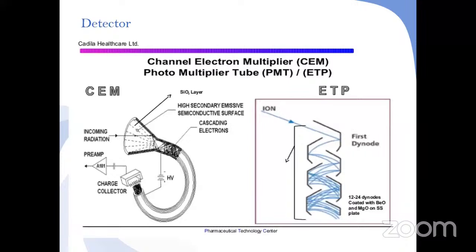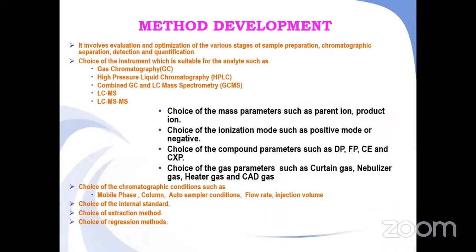You will see in the upcoming one or two slides the explanation of method development based on biopharmaceutical analysis. The next slide. It involves the evaluation and optimization of various stages of sample preparation, chromatographic separation, detection and quantification. Like the HPLC method, LCMS method development parameters include either one of the methods as chromatographic GCMS or LCMS, as HPLCMS or UPLCMS, and all these MSMS.